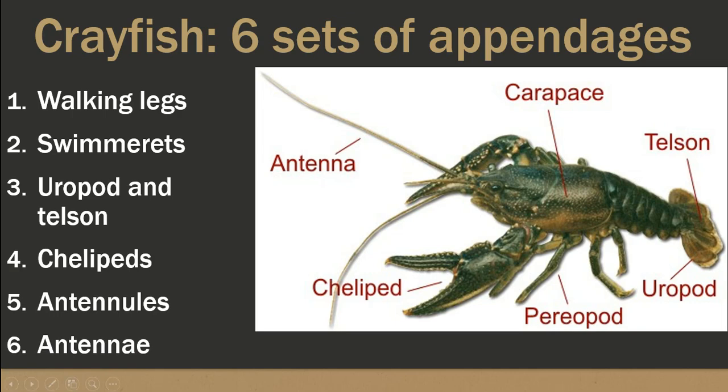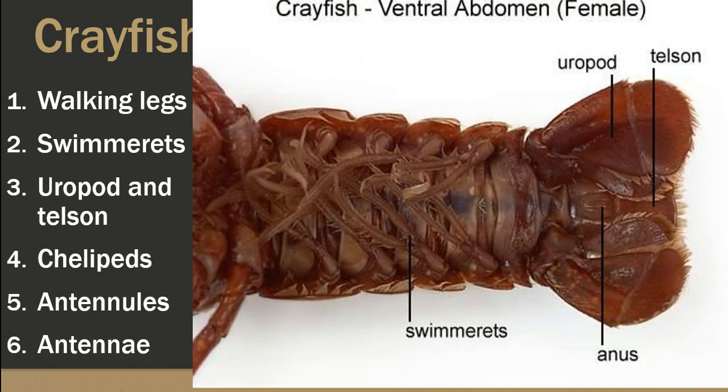If I haven't given you enough time to write all those down, you can pause the video right now and spend that time writing. Here you can see the swimmerets and the underside of the uropod and the telson right here. You see how they're segmented as well. You can see the swimmerets are these little legs that actually do aid in swimming.